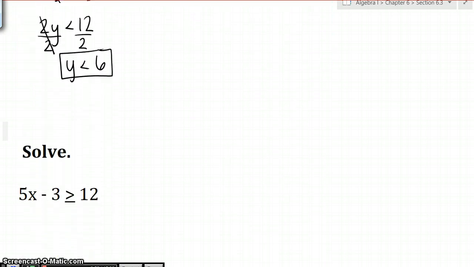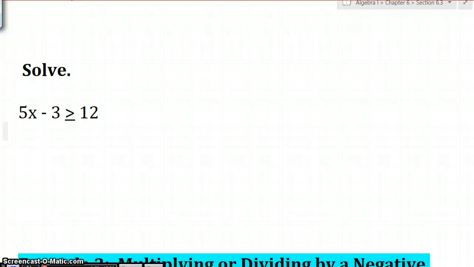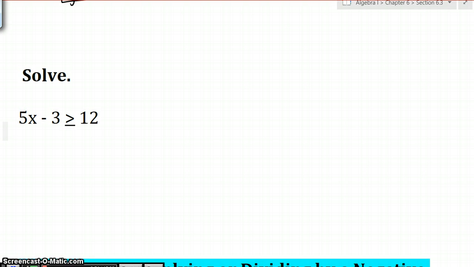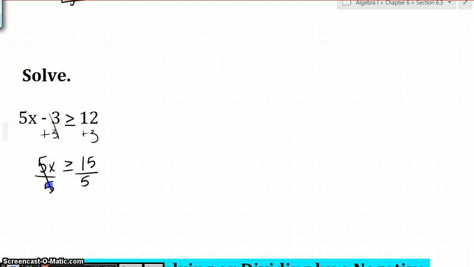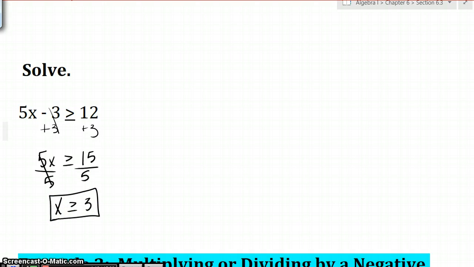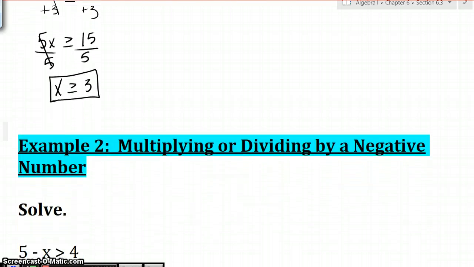Here's another example. We're solving for x, so we want to get x by itself. First step is to move this guy to the other side. Do the opposite. Add the 3. So I have 5x is greater than or equal to 15. Last step, divide by 5. And our answer is that x is greater than or equal to 3. You are professionals. You got this. Let's move on to something a little bit more complicated.